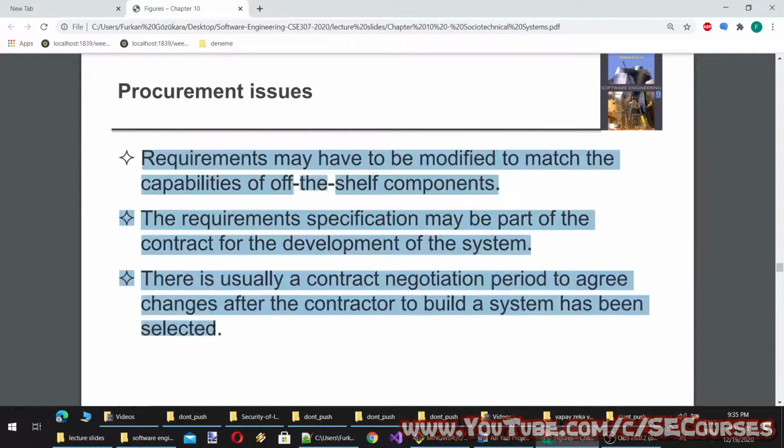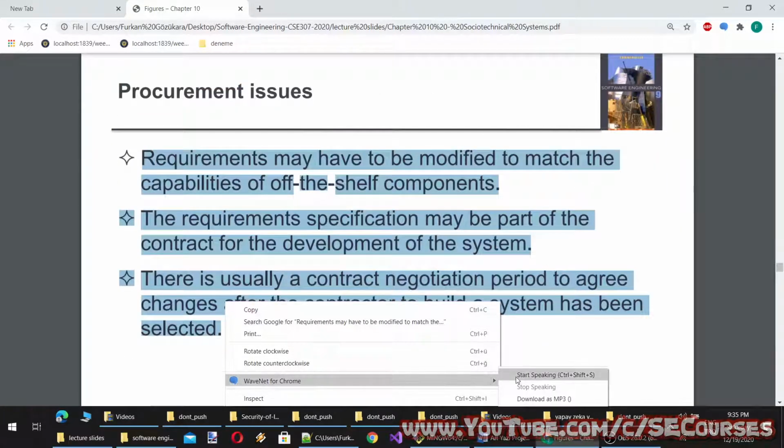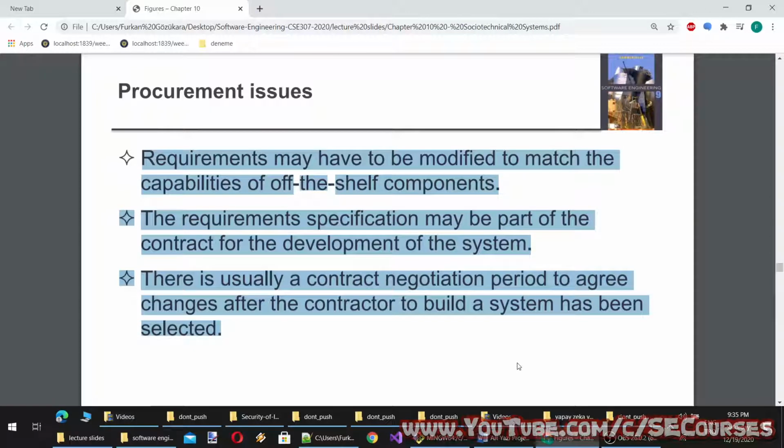Procurement issues. Requirements may have to be modified to match the capabilities of off-the-shelf components. The requirements specification may be part of the contract for the development of the system. There is usually a contract negotiation period to agree changes after the contractor to build the system has been selected.